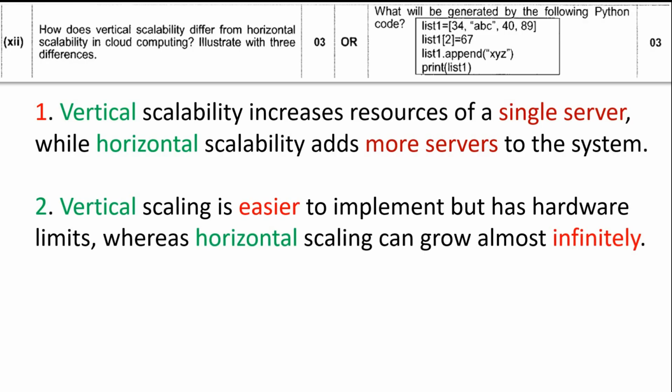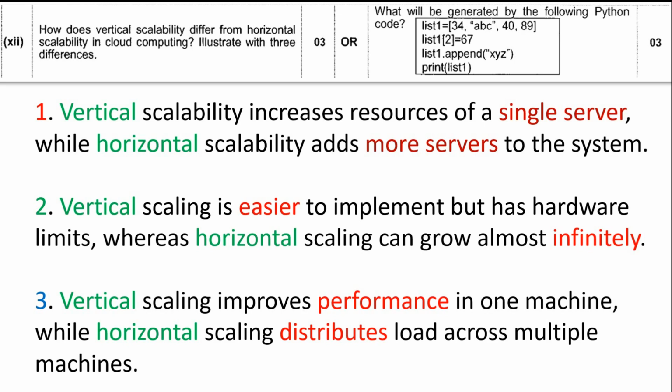Number two, vertical scaling is easier to implement but has hardware limits, whereas horizontal scaling can grow almost infinitely. Vertical scaling is easier because, if your system supports it, you can put in more hard disk and more RAM, until your system's support limit. Whereas horizontal scaling can grow almost infinitely. You can attach one server, two servers, three servers, as many servers as you want. It's unlimited.